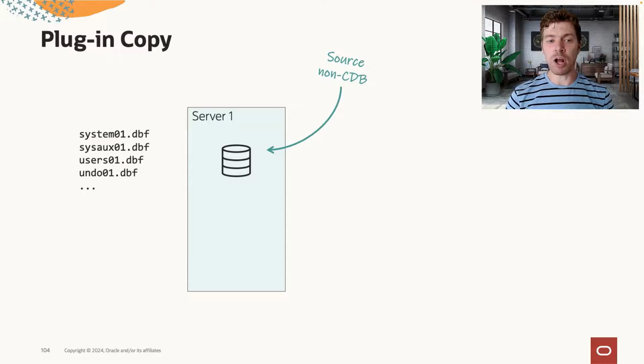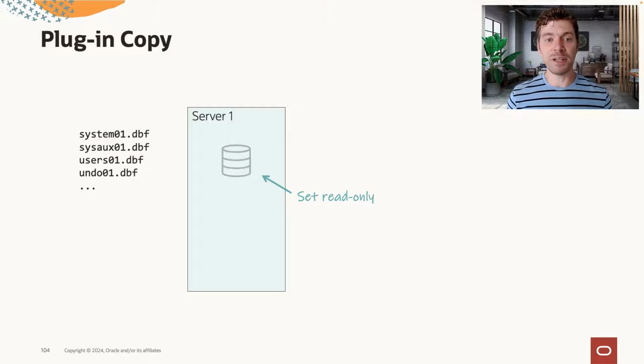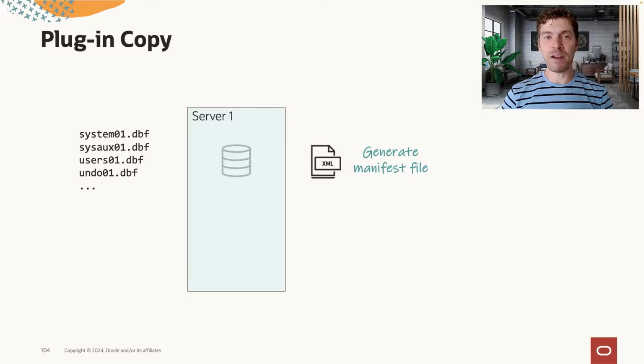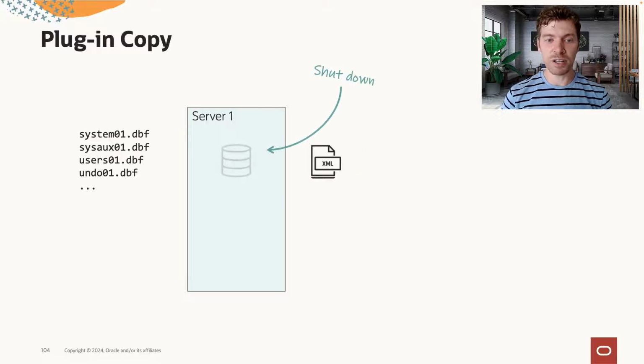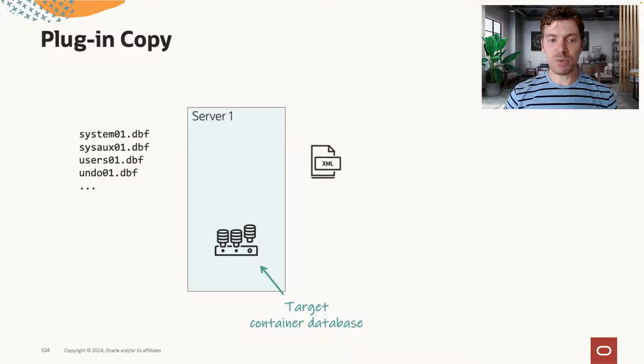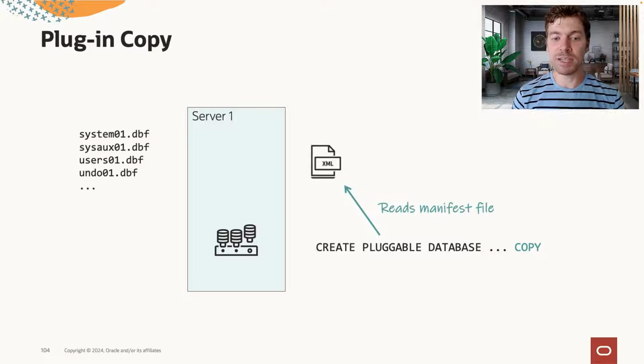So the plugin copy is very similar to the plugin NOCOPY. Again, we have our source non-CDB. We need to put it in read-only mode so we can read the dictionary. We create the manifest file, then we shut it down. After we shut it down, we go to our destination CDB, our target container database, and we run the create pluggable database again, but now with the copy operation instead of the NOCOPY.